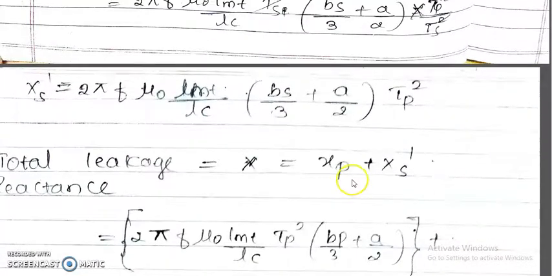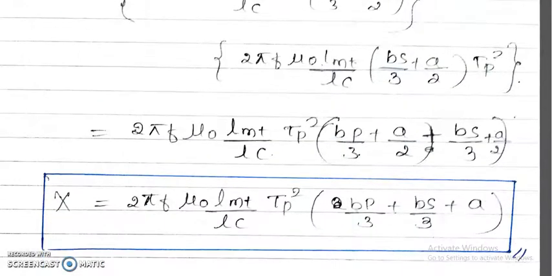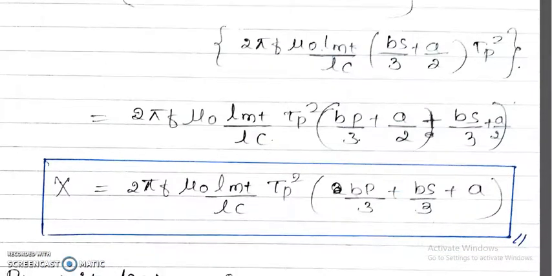At last, the total leakage reactance is the primary leakage reactance plus the secondary leakage reactance referred to the primary. Calculate here and you will get the equation. It is the total leakage reactance. If you do this much, it is the completion of your derivation. Total leakage reactance we have calculated.